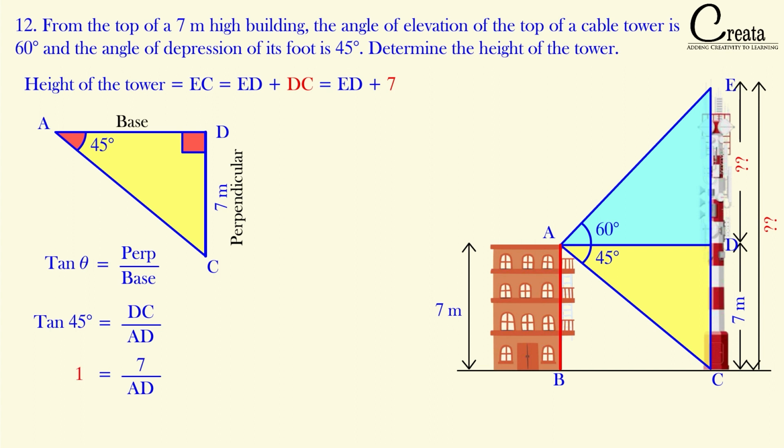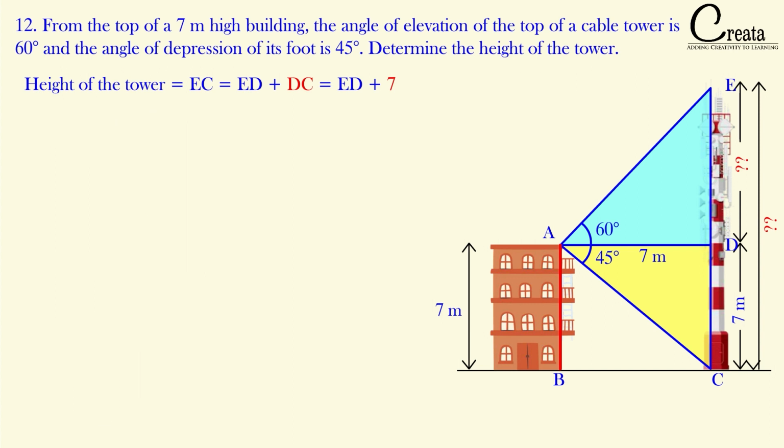The interesting case that we have already discussed. So we got 1 is equal to 7 upon AD. So we got AD as 7 meters. In case of a 45 degree angle, the perpendicular and the base both are equal to each other. So here base is equal to perpendicular. So base and perpendicular both are equal to 7 meters.